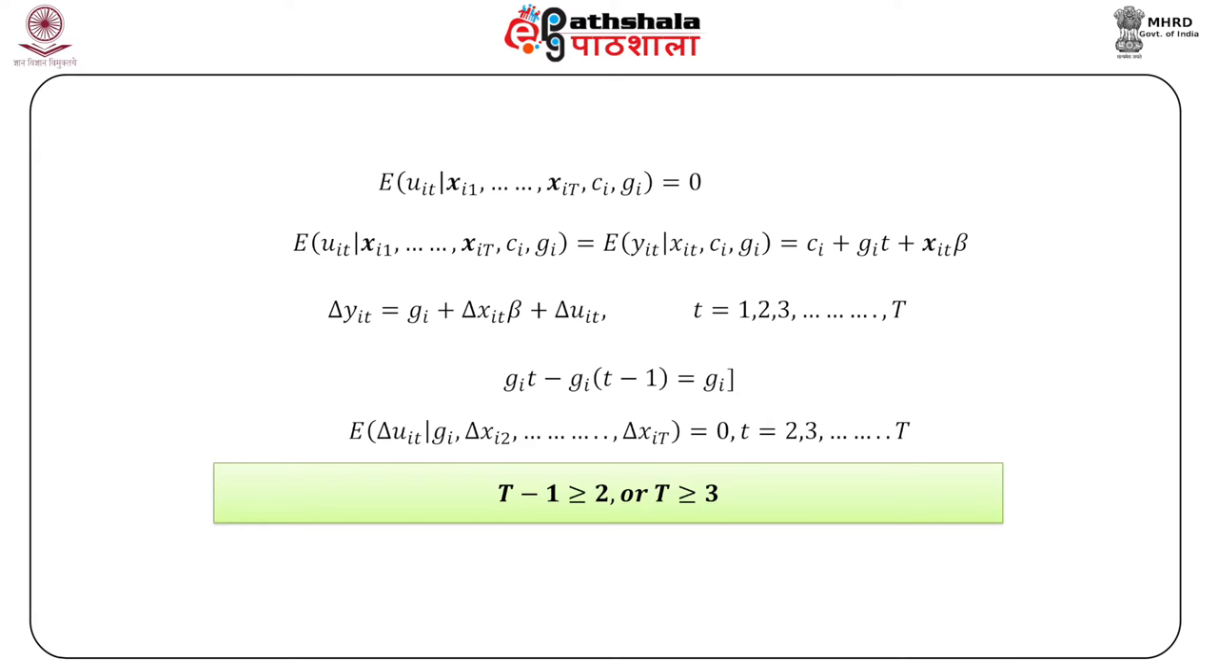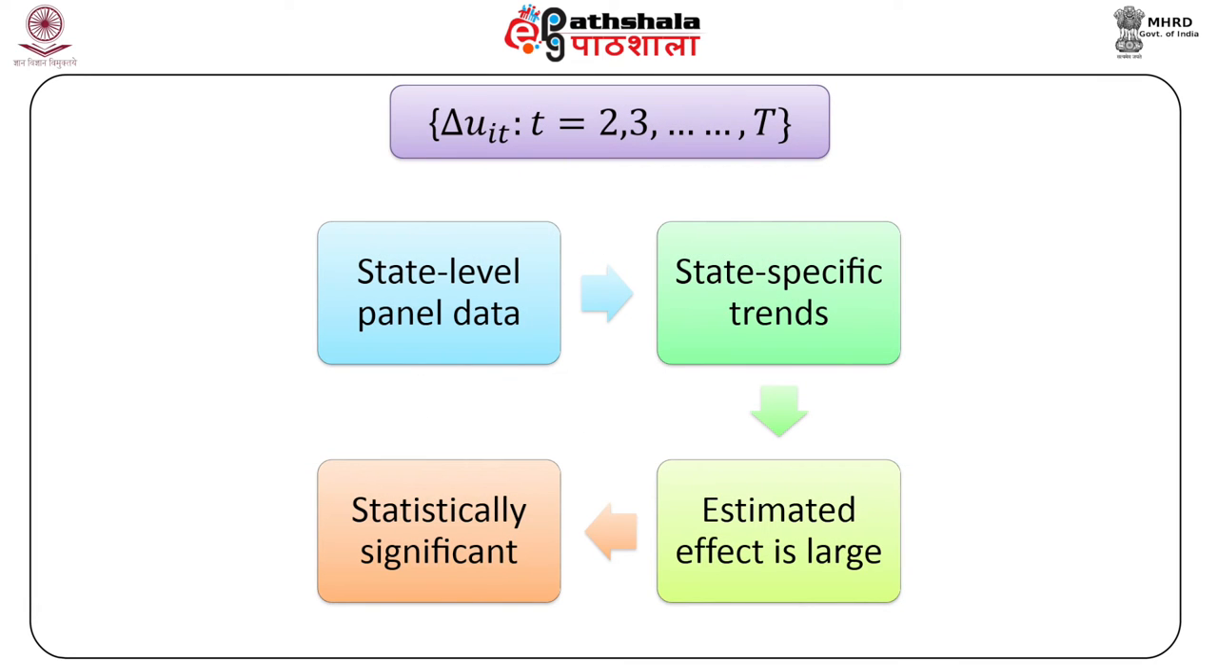That is, from equation 1, the null hypothesis is rho_i equals 0 for all i, and the alternative hypothesis allows for some, not all, of the individual series to have unit roots. That is, the alternative hypothesis is rho_i less than 0 for i equals 1, 2, 3 going till N1, and rho_i equals 0 for i equals N1 plus 1 going till N.